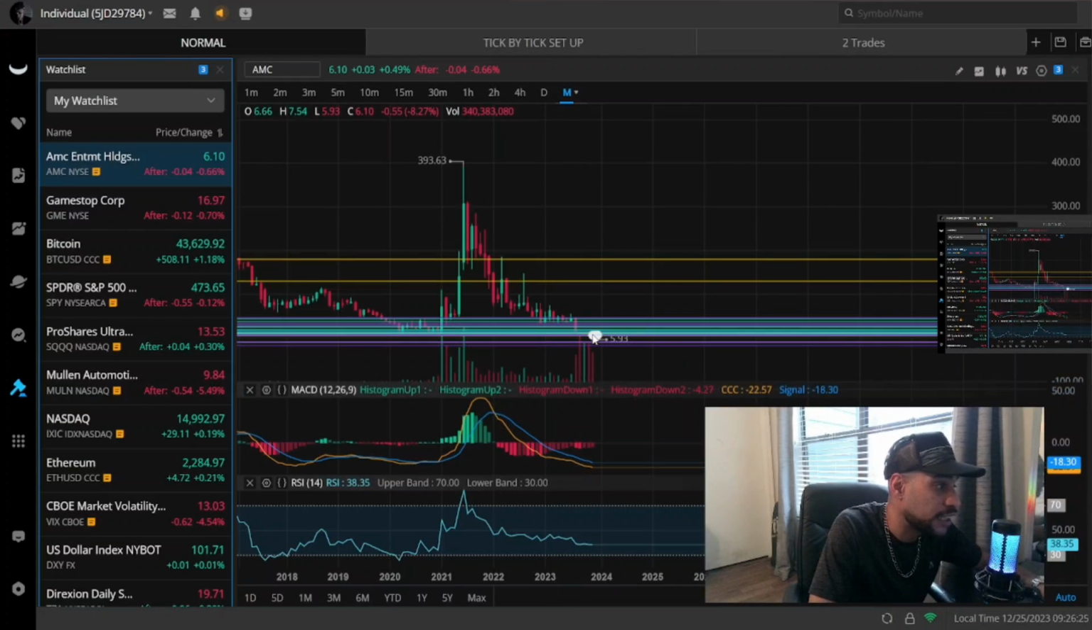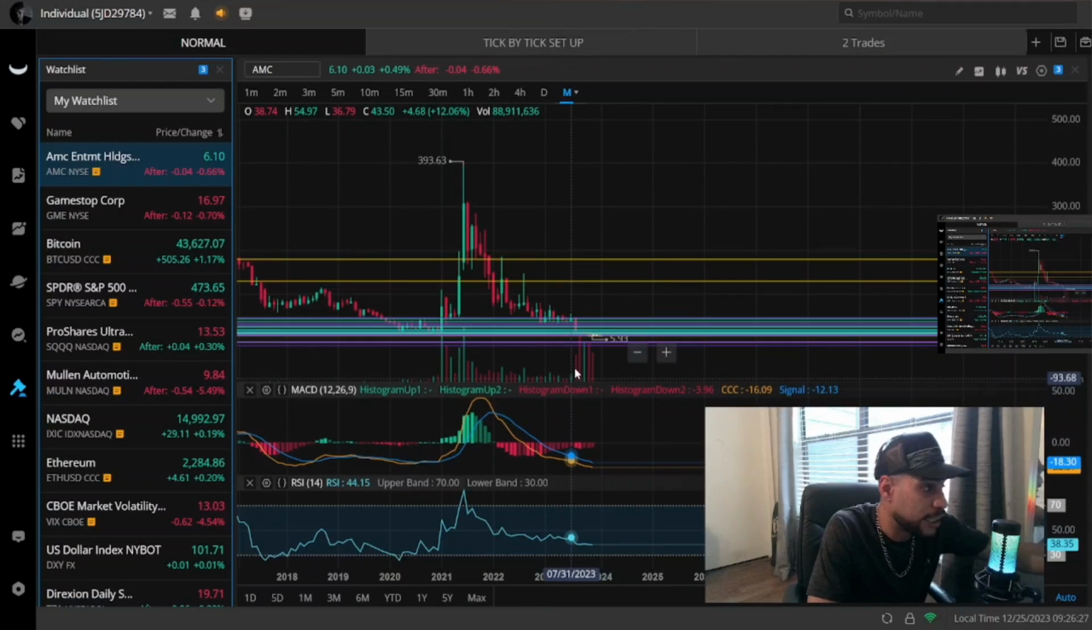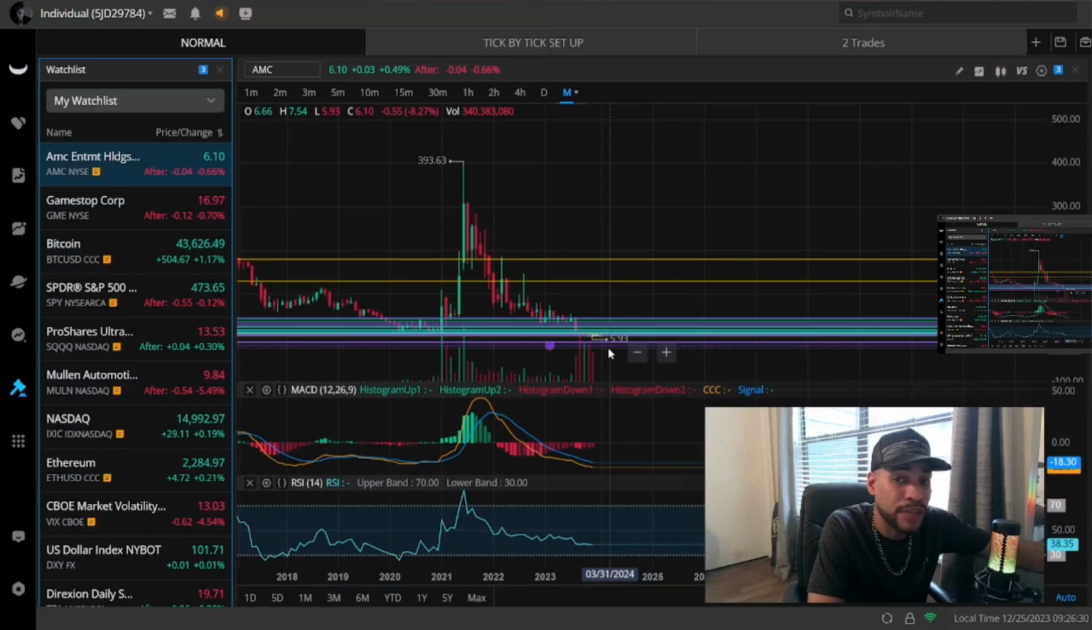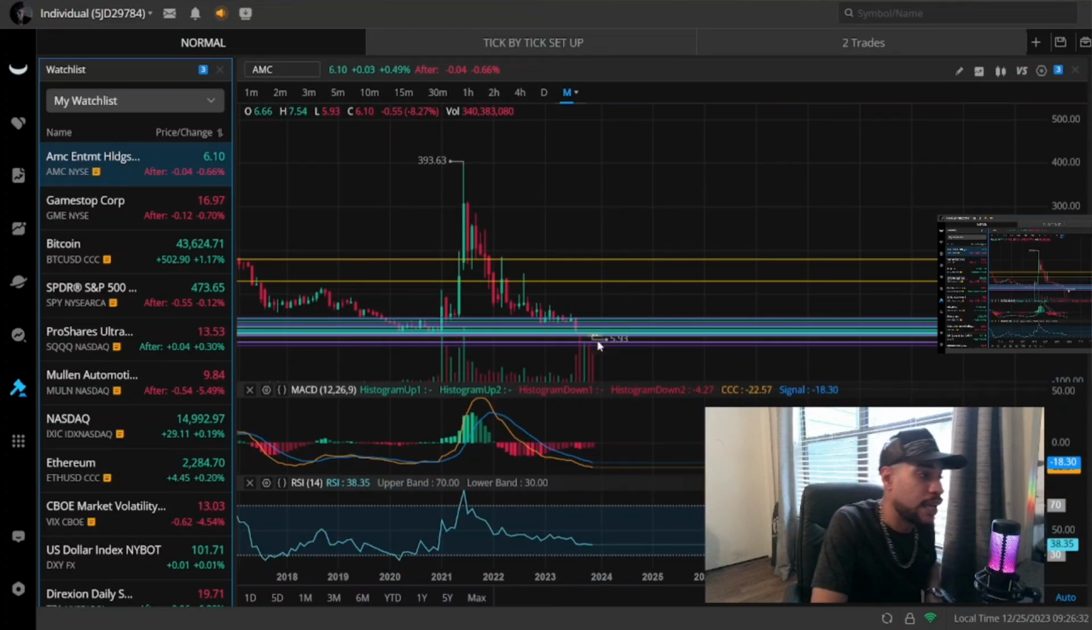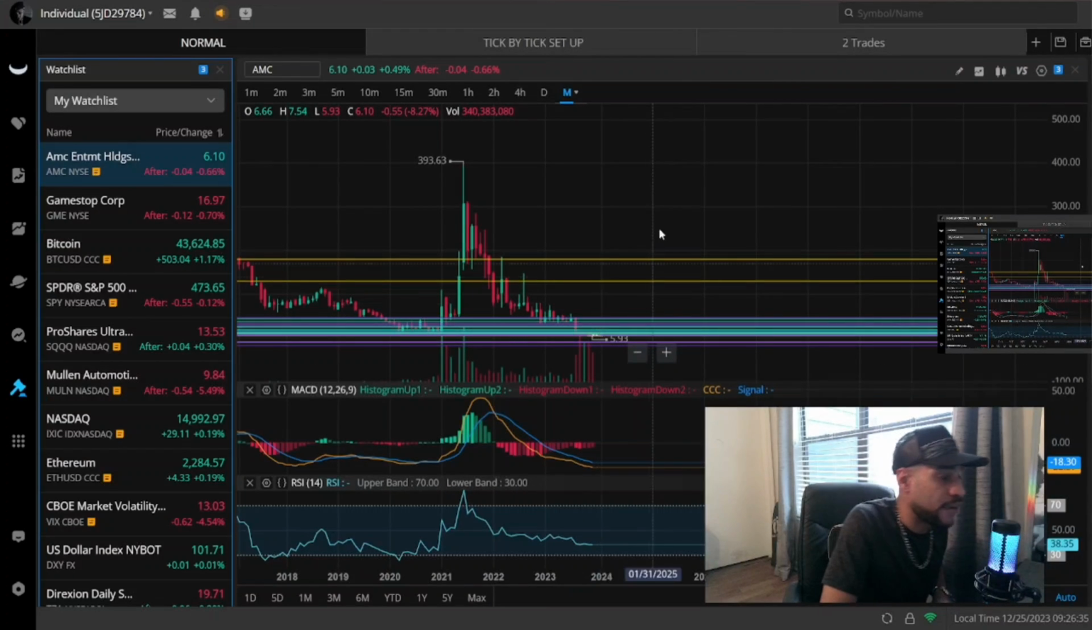You're seeing also lots of volume coming back in AMC. You see these monthly candles of volume, lots of volume coming in at AMC down at these lower levels. I believe people are accumulating, getting ready for a move up.